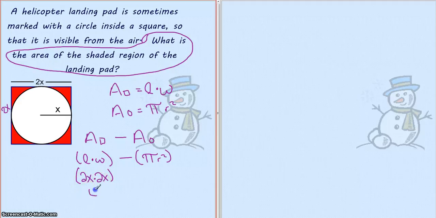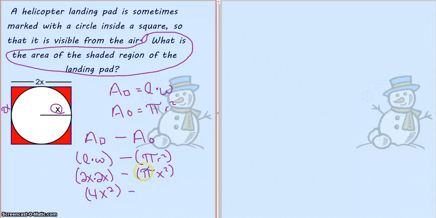2 times 2 is 4. X and x makes x to the second power. Okay, go ahead and put that back in parentheses. Now let's focus on this other part right here. Pi r squared. R is the radius. The radius is the center to the edge. So the radius of the circle here is x. So you're going to replace radius with x.